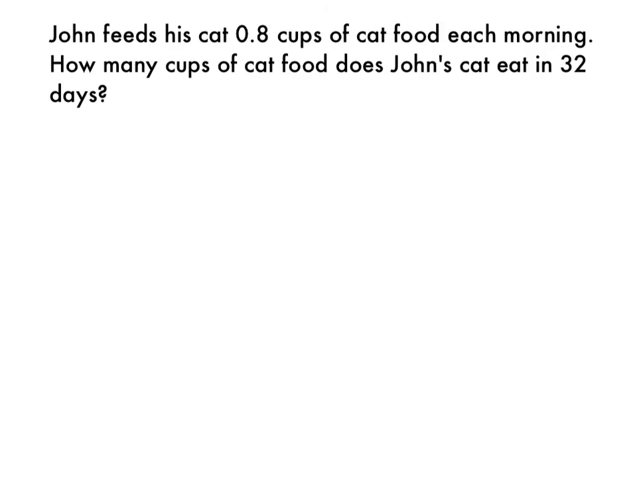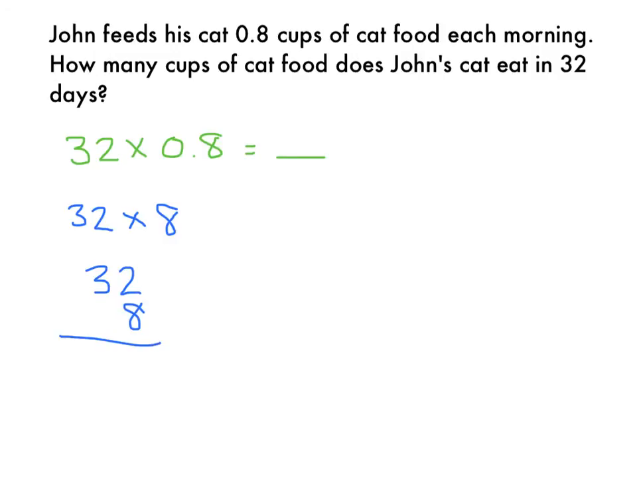Let's try another one. John feeds his cat 8/10 of a cup of cat food each morning. How many cups of cat food does John's cat eat in 32 days? So my equation is going to be, I have 32 groups of 8/10, because every day he's getting 8/10 cups of cat food, and it's for 32 days. So again, I'm going to think of this problem as whole numbers, and I'm going to multiply 32 times 8.